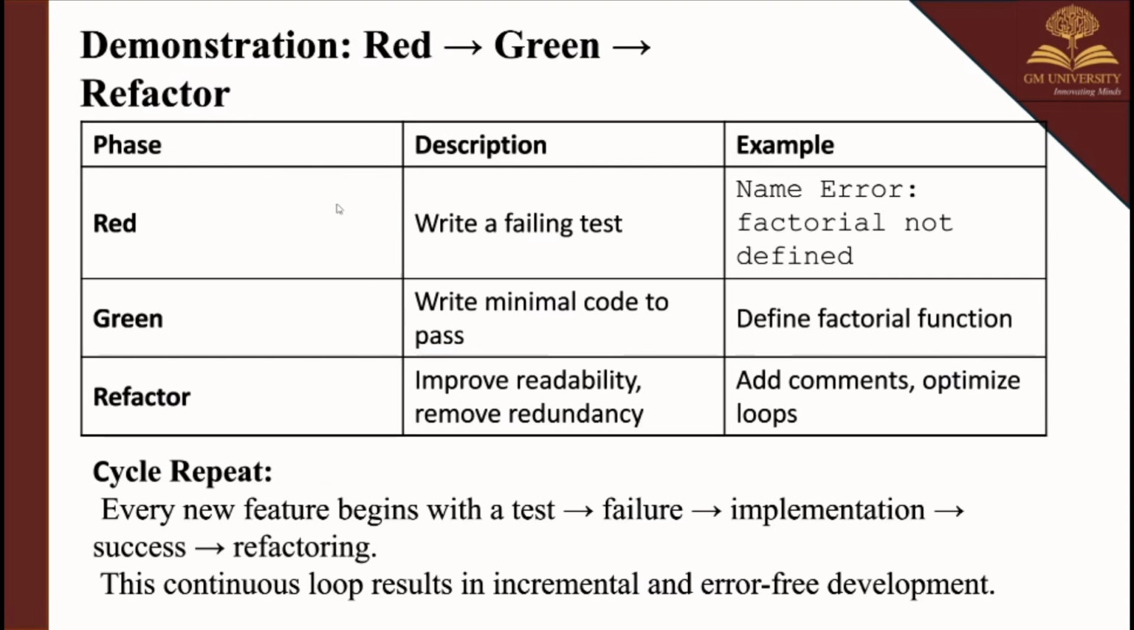Next is the demonstration: red, green and refactor, the three phases of TDD. In the red phase, we write a failing test. For example, it may show a name error, factorial not defined. In the green phase, we write the minimal code to pass the test, such as defining the factorial function. In the refactor phase, we improve the code, like adding comments or optimizing loops, while keeping all tests passing. This cycle is repeated for each new feature, which helps to build well optimized software.